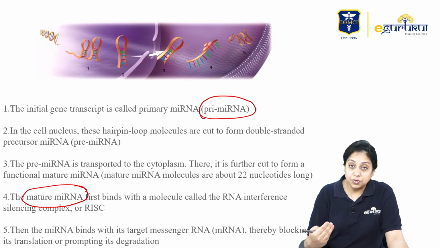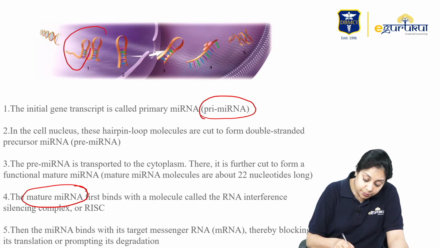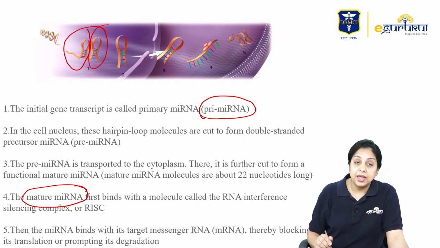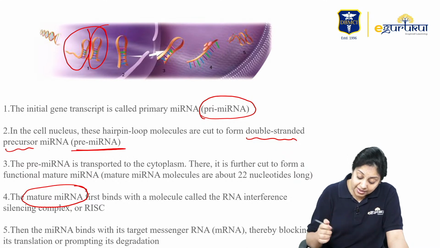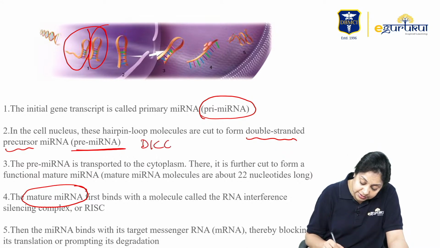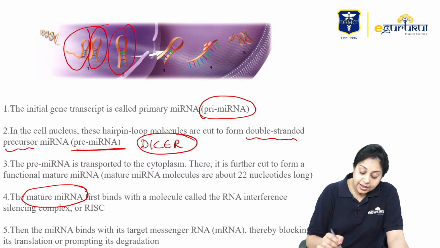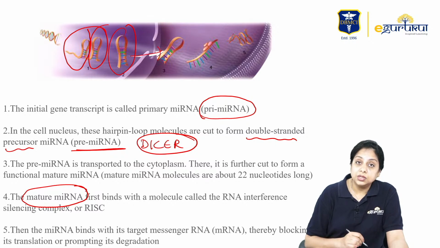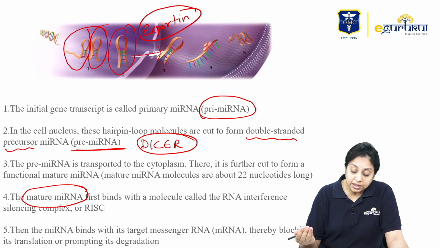First we synthesize from the gene the pre-miRNA, right? And that looks like a hairpin loop kind of a structure, and that needs to be cleaved so that we can make a double-stranded precursor, right? We have to cleave it, and that is done by which? The dicer. So dicer does it, and then it is exported out. Who is exporting it out? The exportin. Name is easy. Exportin is exporting it out, right?